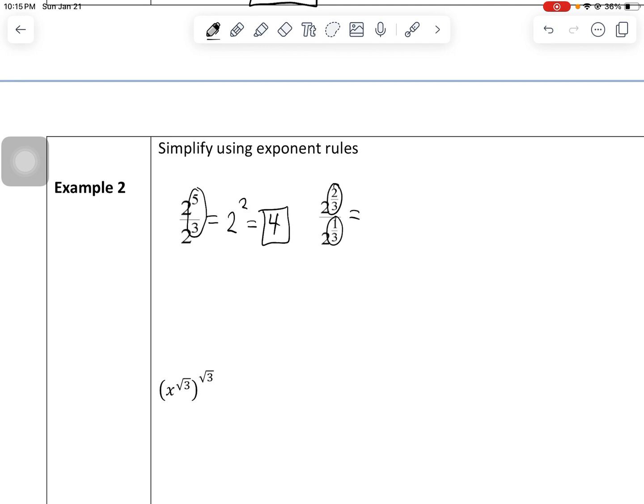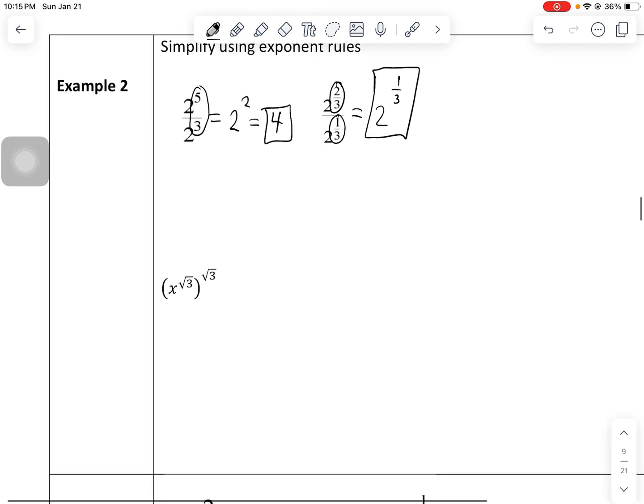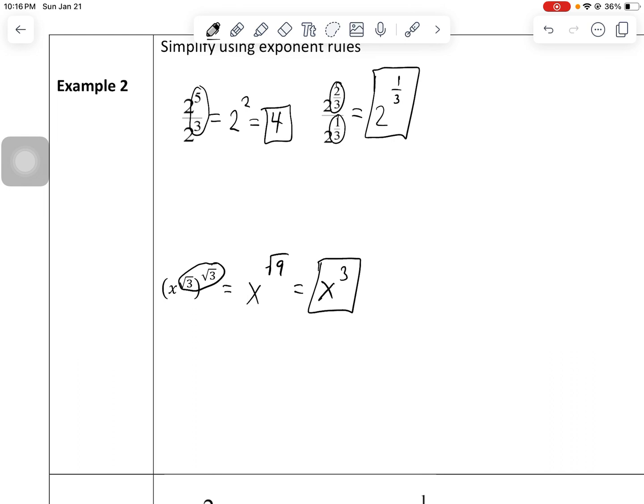This one, same idea. 2/3 and 1/3. We can subtract those. So this becomes 2 to the 1/3, because 2/3 minus 1/3 is 1/3. Here, you saw this actually in your homework in the previous lesson. X to the square root of 3 to the power of square root of 3. This is power to a power, so you multiply. So this would be like the square root of 9, but a better way to write that is x to the 3rd.